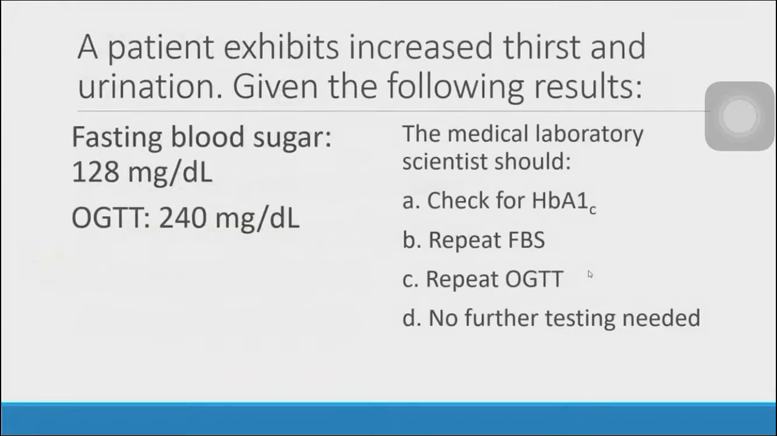Okay, so how about for this question? A patient exhibits increased thirst and urination given the following results: fasting blood sugar 128, OGTT 240. Again, both values are diagnostic for DM since yung FBS niya greater than or equal to 126 and then OGTT naman greater than 200. So ang tanong dito, hindi yung interpretation. Ang tanong dito is what would you do as a medical laboratory scientist if you received such results?